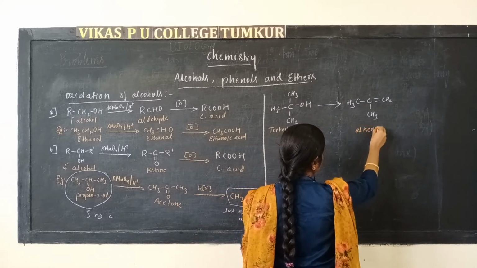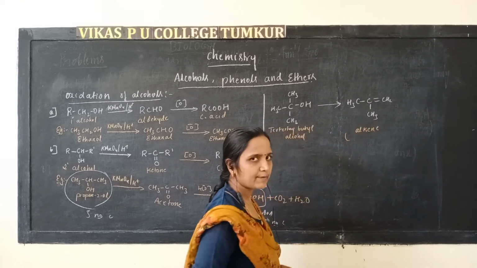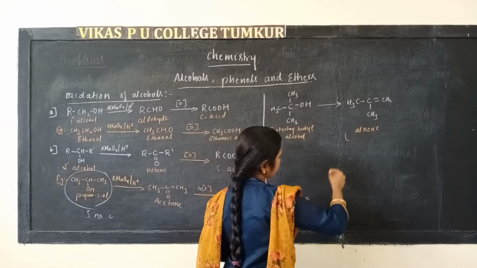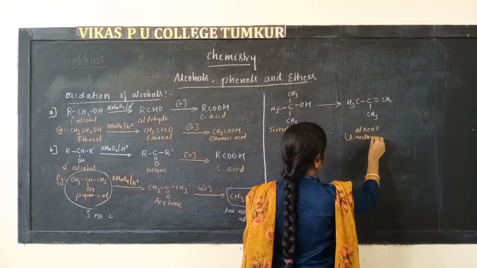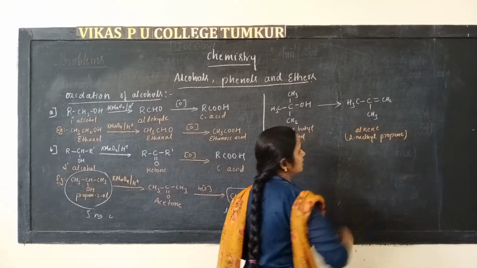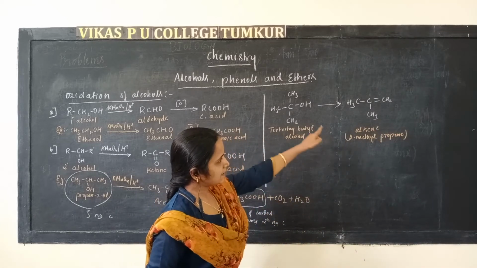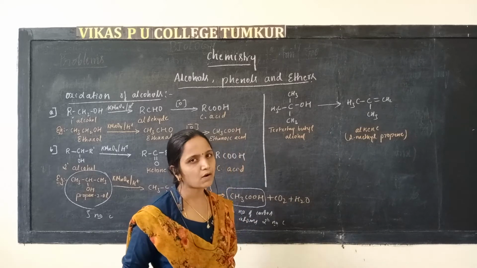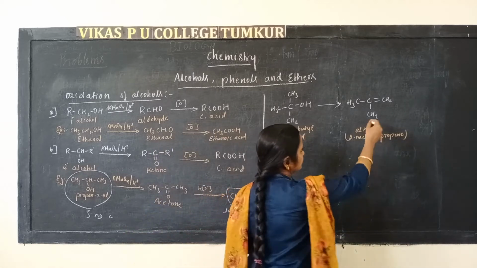Generally, we say that alkene. The name of this particular product is written as 2-methyl propene. Then this alkene further undergoes oxidation.